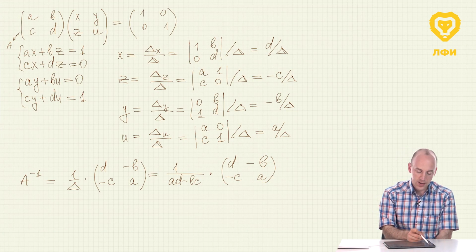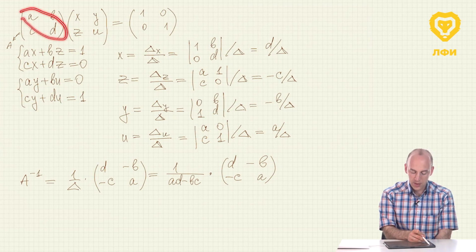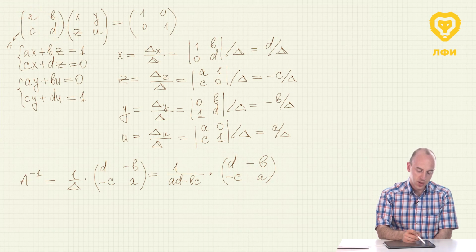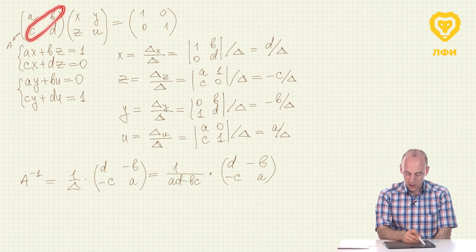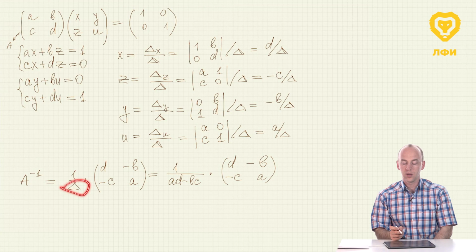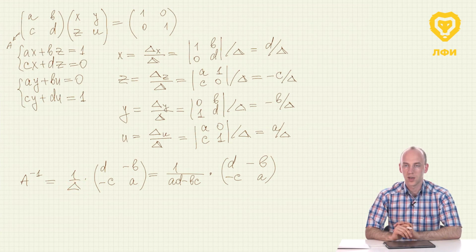We can see that the elements on the main diagonal are just swapped, and the elements on the other diagonal are swapped and multiplied by -1. And after this procedure, we need to divide the matrix by the determinant of the initial matrix, and as a result, it is going to give us an inverse matrix. If this delta is 0, the inverse matrix doesn't exist.